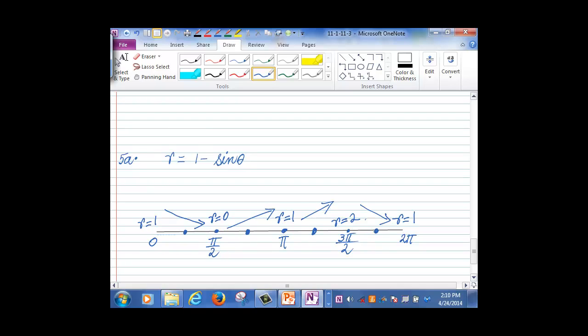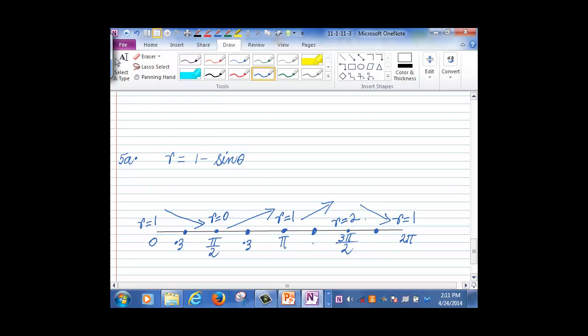If you have a calculator, come up with the value when theta is pi over 4: 1 minus root 2 over 2. What is that? It's 0.29. Let's just say 0.3. And then at 3 pi over 4, sine of that would be what? It's still root 2 over 2, right? So I get 0.3 again here.